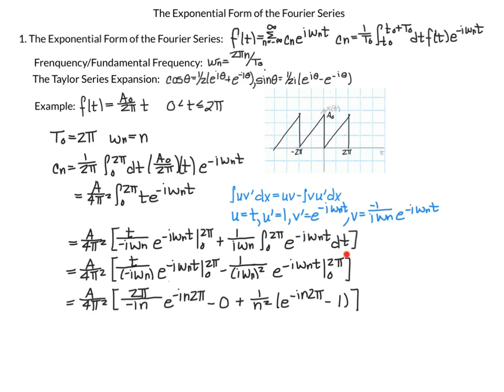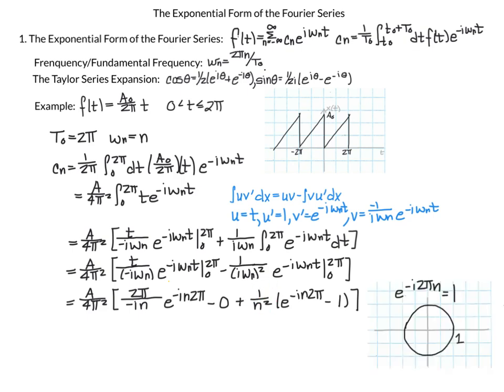Similarly, for this term, I plug in my 2 pi, and I get over here my i over n squared. This i becomes -1, so I get a positive 1 over n squared. I get e to the minus i n 2 pi, and when I plug in 0 over here, I get a 1 times my 1 over n squared.